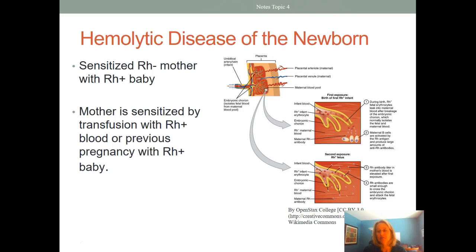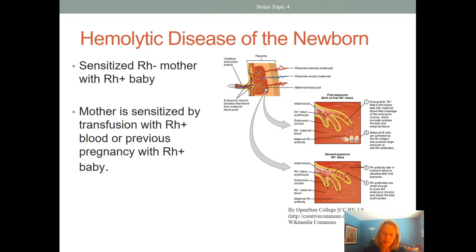But at birth, once the placenta rips away, then some of those red blood cells can escape into her circulation. Then she becomes sensitized. She produces antibodies. So then the second exposure to an Rh positive fetus, these small antibodies can cross the placenta and can attack the fetal red blood cells.